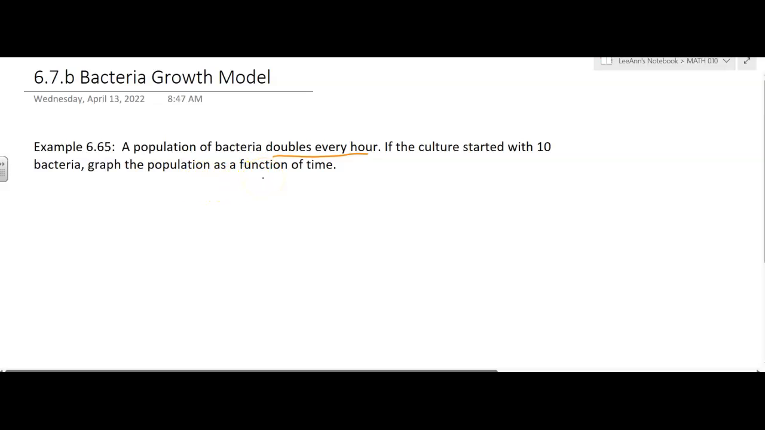Okay, so we're going to think about our model. y equals a naught e to the kt. That's the model that we have for our exponential growth or decay. Okay, so what's happening? Well, we're starting with 10. That's going to be a naught, the initial amount. And then it says the bacteria doubles every hour. We're going to say hour is the time, t. And so we have the time being in 1 hour, and it's going to double our bacteria.